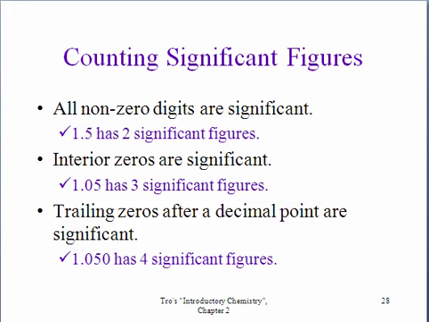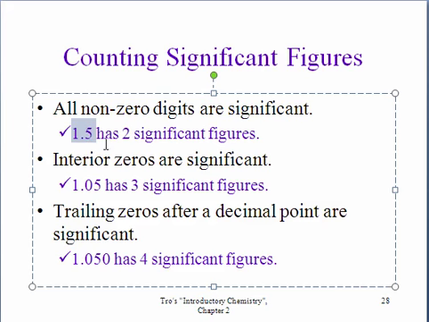Now let's look at how to count significant figures. All non-zero digits are significant. So this 1.5 measurement has two significant figures. Interior zeros are always significant. This counts, so 1.05 has three significant figures.